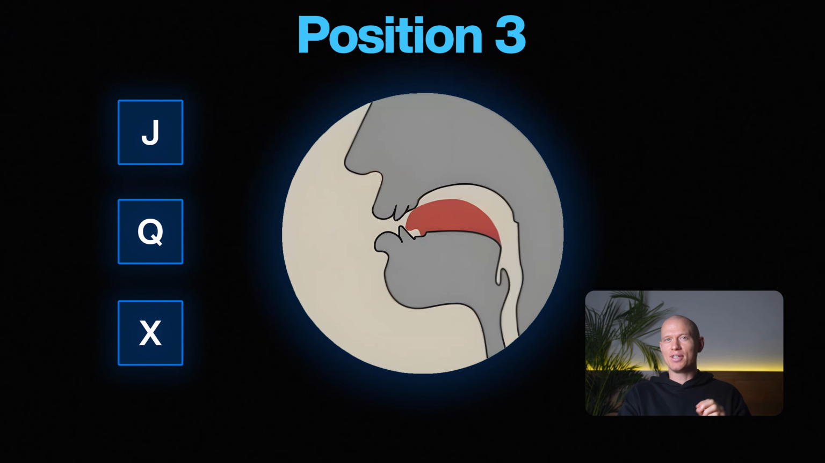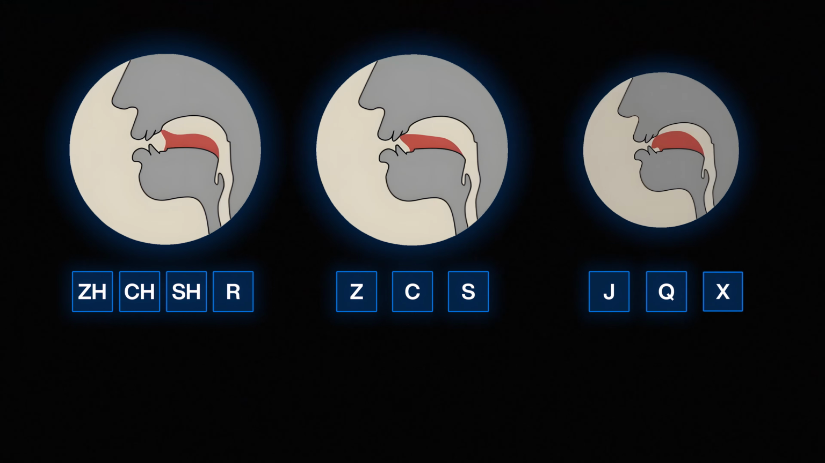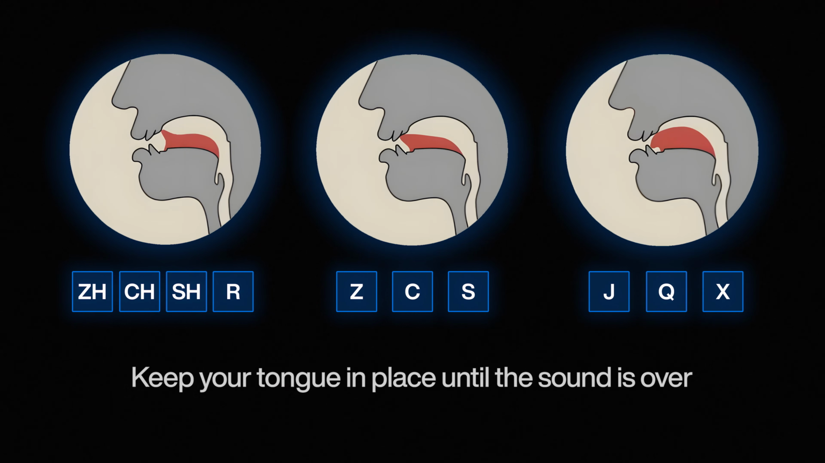And then finally, position number 3 is behind your bottom teeth, just here. So for these, just say G or chi or she, but you just have your tongue behind your bottom teeth and it just comes out sounding Chinese. Ji, qi, xi. 3 positions, that's it. And the key to this is, again, to keep your tongue in place until the sound is over.